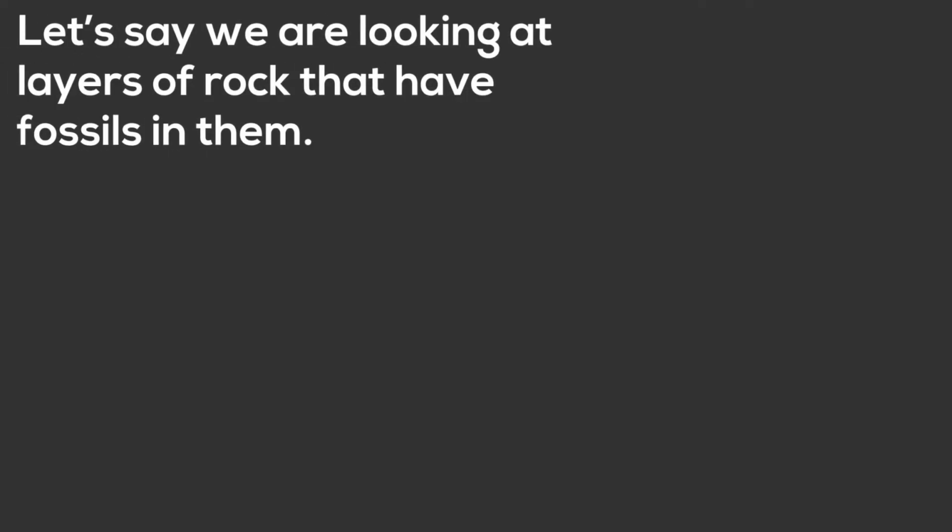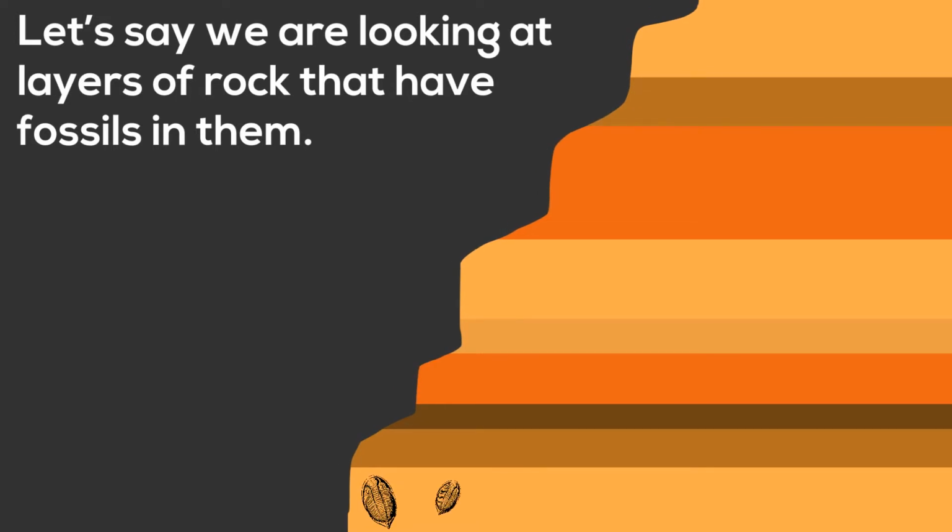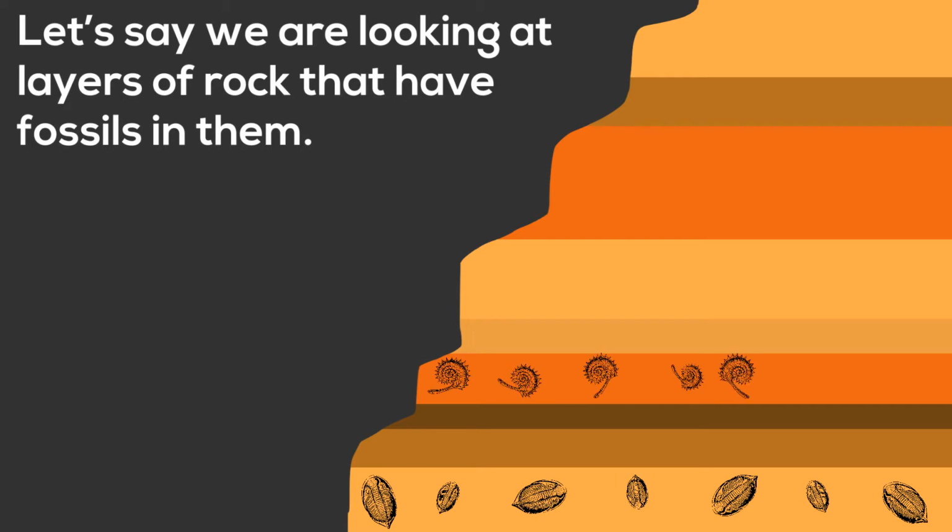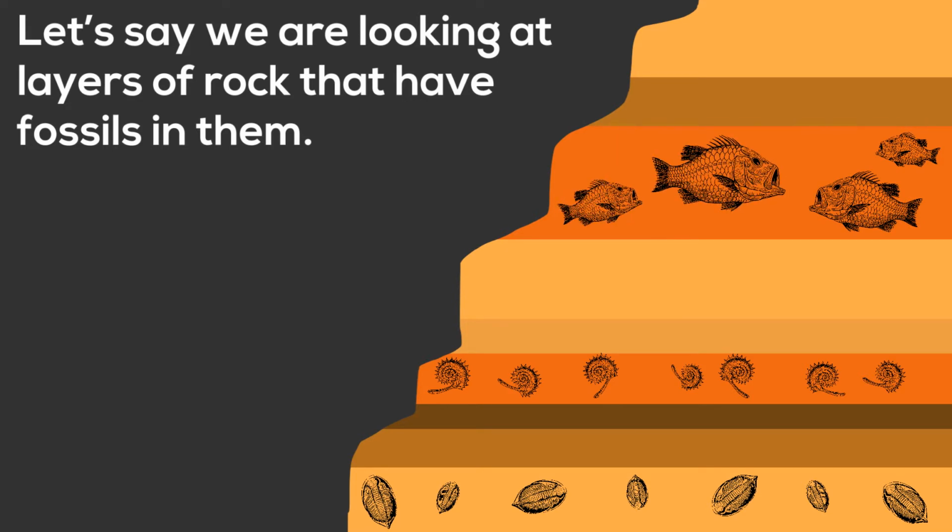Well, let's say we're looking at layers of rock that have fossils in them. The layers of rock towards the bottom have trilobite fossils, but when you look at the top layers of rock, there are turtle fossils, but no more trilobites. If a paleontologist saw these rock layers, they would be able to figure out a few things from the fossils they saw.